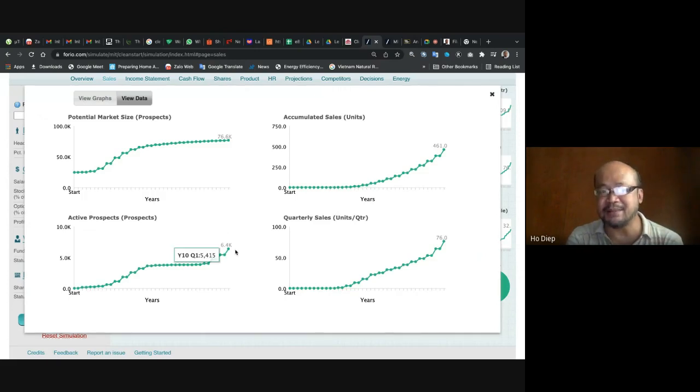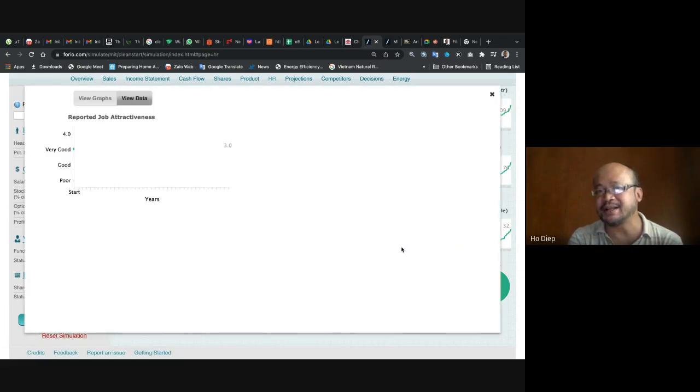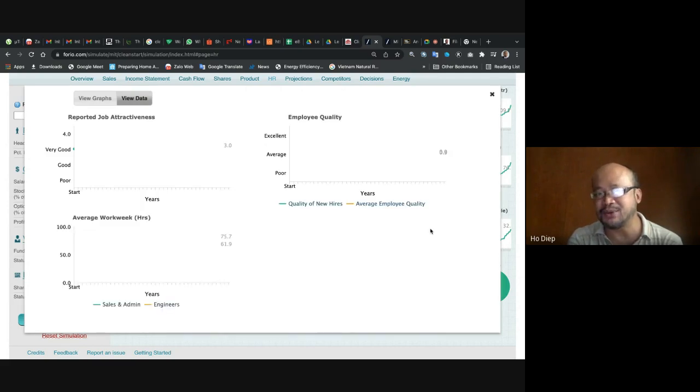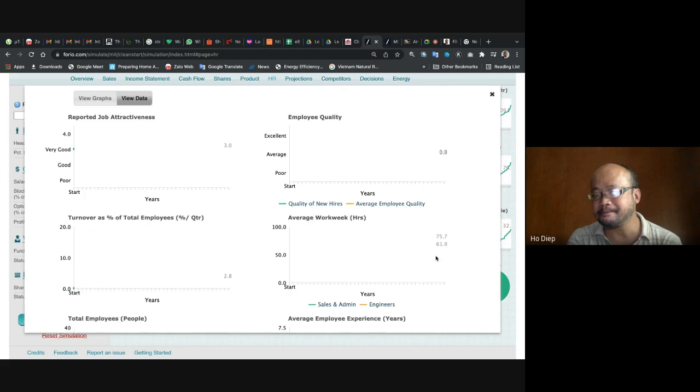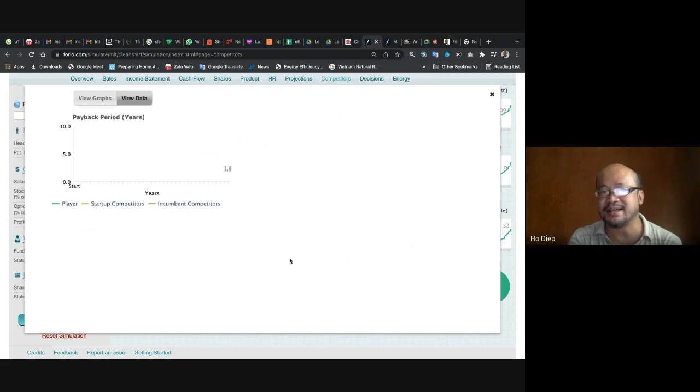We're still growing faster than the market. Yeah, the market is growing very little, whereas we are growing faster than the market in terms of prospects. So this is good news. Hopefully the hours engineers are working is reducing. We're trying to hire more engineers. Yeah, it's slowly turning downward, which is good. Prospects, job attractiveness still very high. We're not losing a lot of employees. And in terms of our competitors, our technology is still relatively quite good.